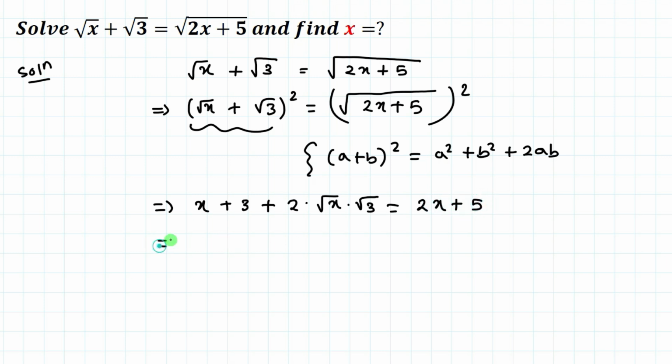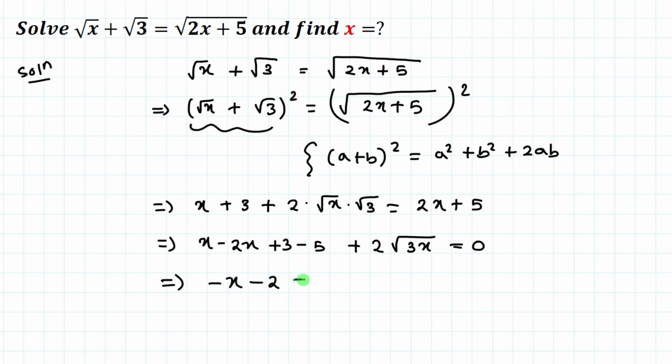Now taking this 2x and 5 to the left hand side, here we have x − 2x + 3 − 5 + 2√(3x) = 0. This implies x − 2x is −x, 3 − 5 is −2. Here we have −x − 2 + 2√(3x) = 0.